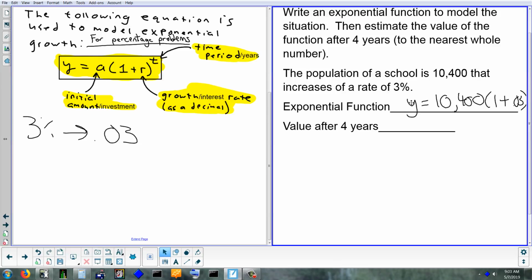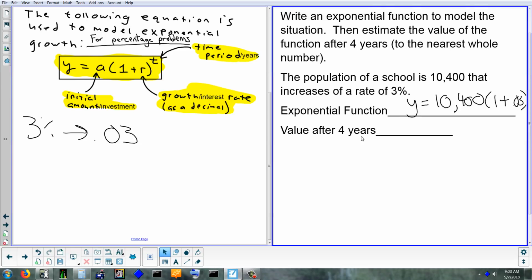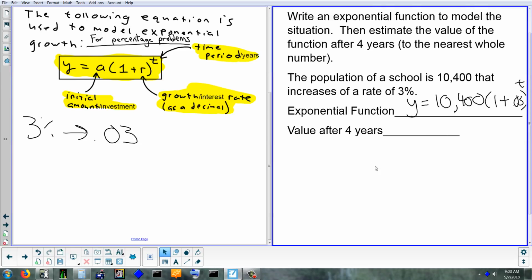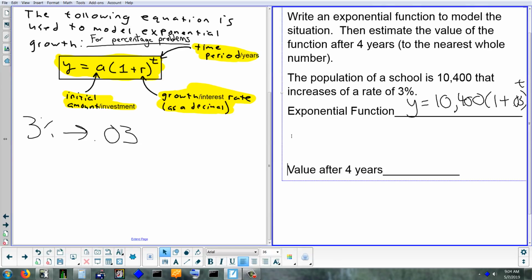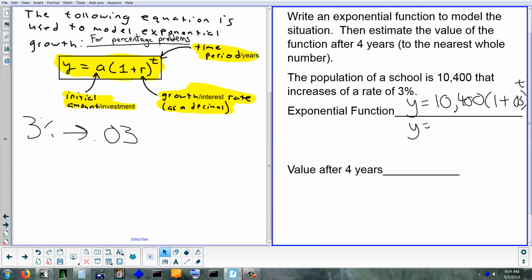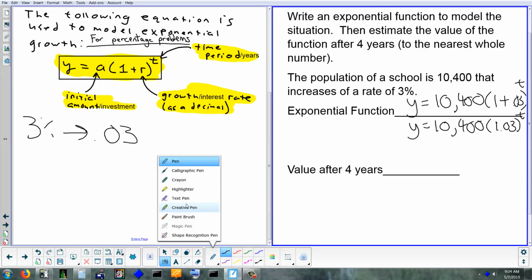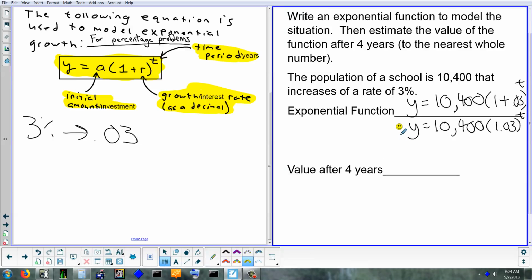Now, for this, all it asks me to do is set up the formula. I'm not solving yet. So I'm just going to put a little t right there for time. I can simplify. What am I going to simplify to, Yusuf? What's going to be in the parentheses now? So y equals 10,400, parentheses, 1 point what? 1.03, right? 1.03 to the t. Again, when we ask you to write out the function, make sure you simplify what's inside the parentheses. Like we said, we can't do anything with this because it's got the little t.